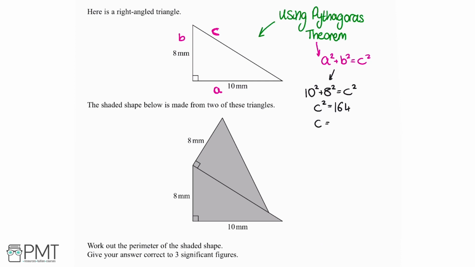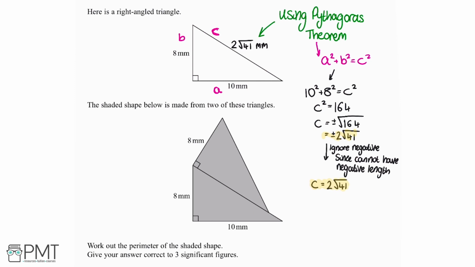To get c, we're going to square root both sides, and that's going to give us plus or minus the square root of 164, which is going to be plus or minus 2 the square root of 41. Now you might notice we've got 2 solutions. We've got plus 2 root 41 and minus 2 root 41. However, we can ignore the negative since we can't have negative length, because we said at the start that c is going to be this length here, which means our final answer is that c is 2 square root of 41.